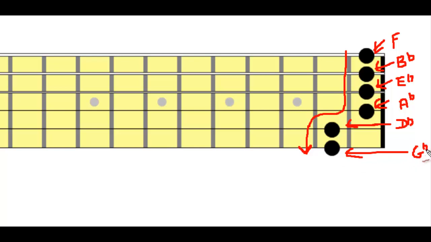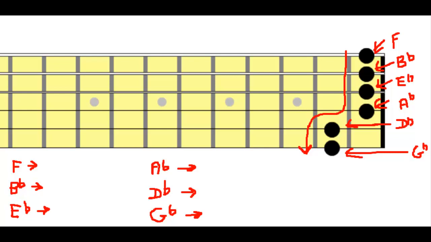So there we have a way of remembering all the names of the flat keys and the number of flats that are contained in each key. Key of F has one flat, that's our first flat key. Key of B flat has two flats. Key of E flat has three flats. Key of A flat has four flats. Key of D flat has five flats. And the key of G flat has six flats.